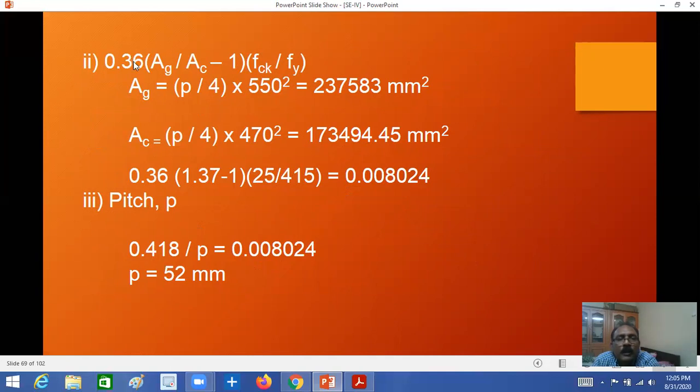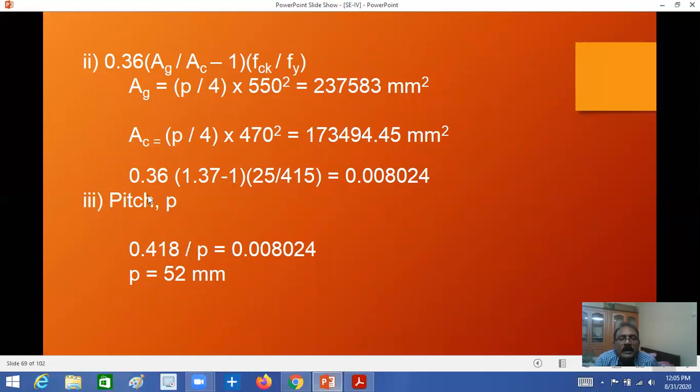P is equal to 0.36 AG by AC minus 1 FCK by Fy. Here A is equal to B by 4 and A is equal to B by 4, so this will get cancelled. So you will get this answer. So 0.36, 1.37 and 25.41 by, that is 0.008. Pitch is, that is 0.418 by P, that is 0.00824. P equal to here 52 mm.